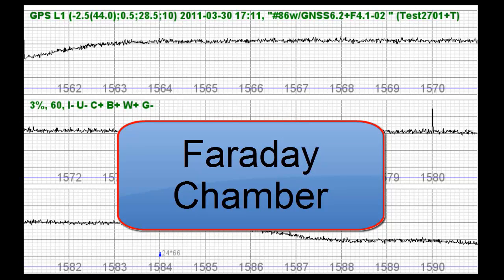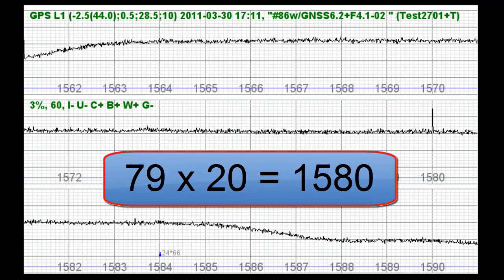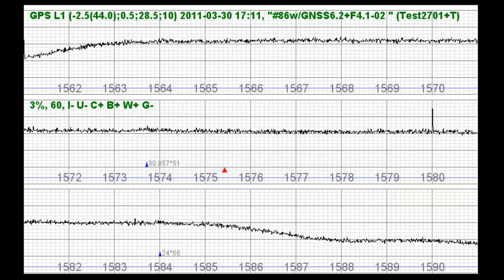This is the spectrum screen of Triumph VS GPS L1 band in our Faraday chamber. This spectrum must be absolutely clean. Here you see a little spike at 1580 megahertz. This is the 79th harmonic of our internal 20 megahertz signal. This is absolutely negligible and has no effect. I just want to show how much we have zoomed into the details of this band spectrum.